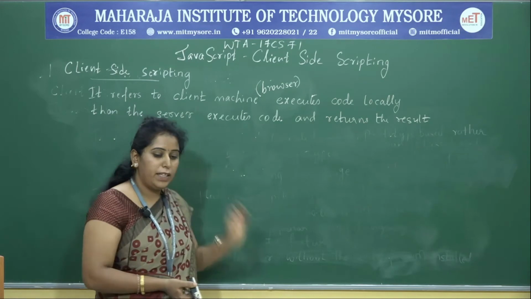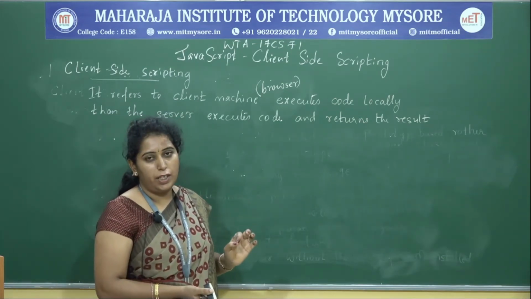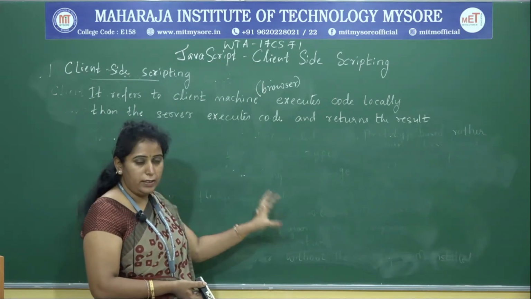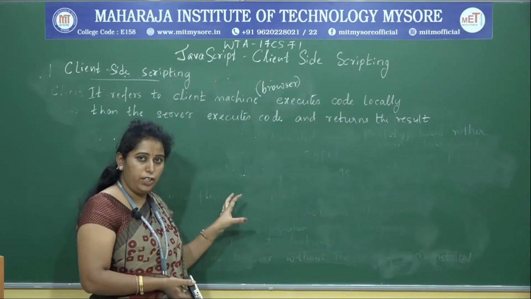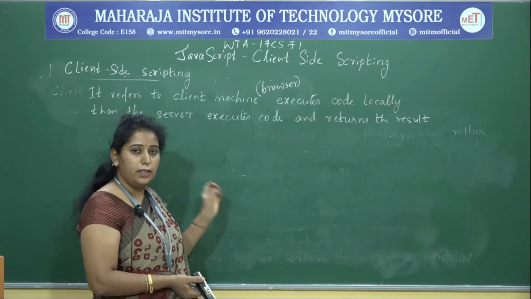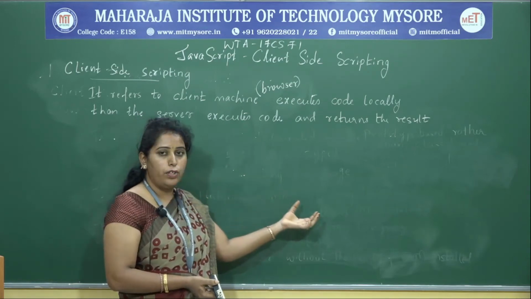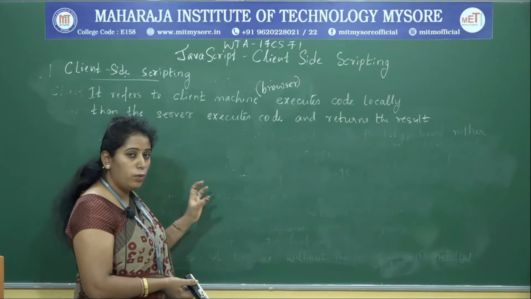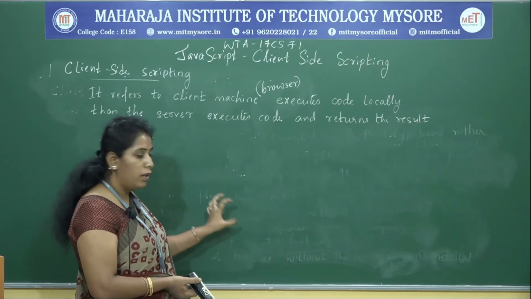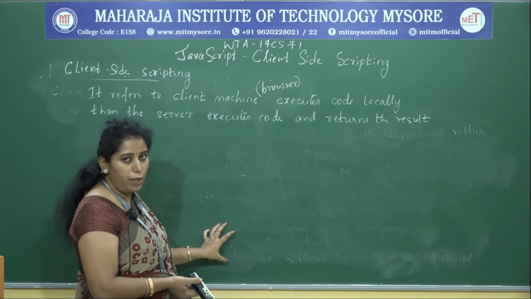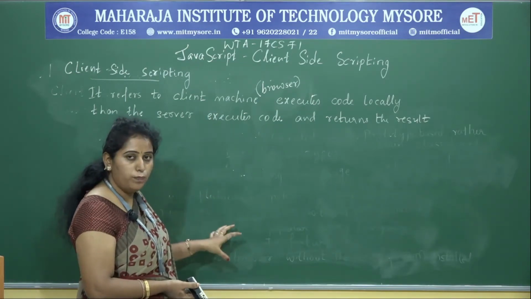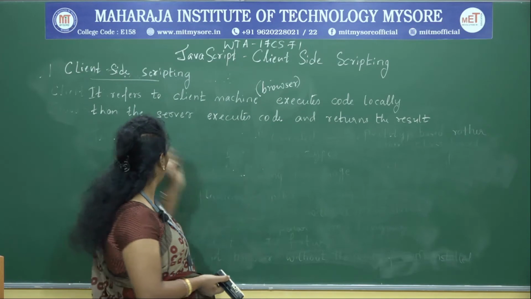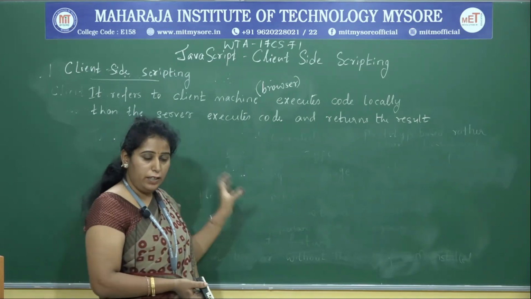For example, JavaScript is a client-side scripting language. Consider an example of client and server architecture or communication: the client initiates the request and the server provides the result. From the client side, our client machine is the browser, which executes the code. Otherwise the server executes code and returns the result. This is how a client side scripting language is defined.